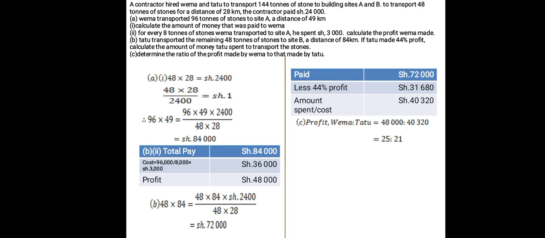Now the last part, we have been asked to find the ratio of Wema's to Tatu's profit. Now Wema got 48,000, Tatu got 31,680. So simplify that. You can see 1,920 divides both numbers, giving a simplified ratio of 25 to 16.5. So the ratio of Wema to Tatu's profits, their profit ratio, is 25 to 21.